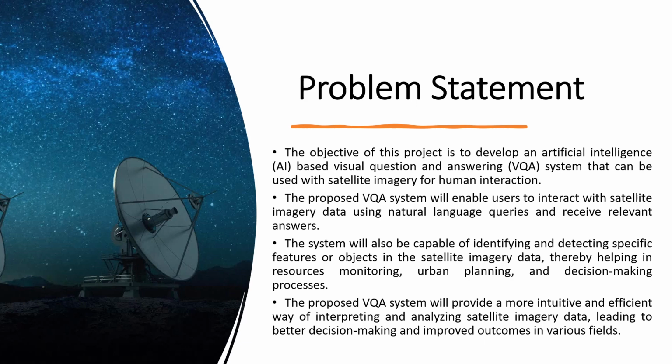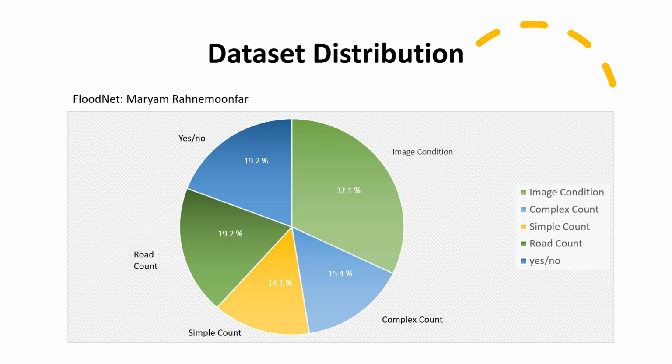Coming to the problem statement, the aim of this project is to create an AI-based visual question answering system for human interaction with satellite imagery data. The proposed system will allow the user to input an image and ask a natural language question, and the system will give the most effective answer. Users can ask questions for counting problems, condition recognition, and yes/no type questions based on the image provided. For this research, we use the FloodNet dataset.